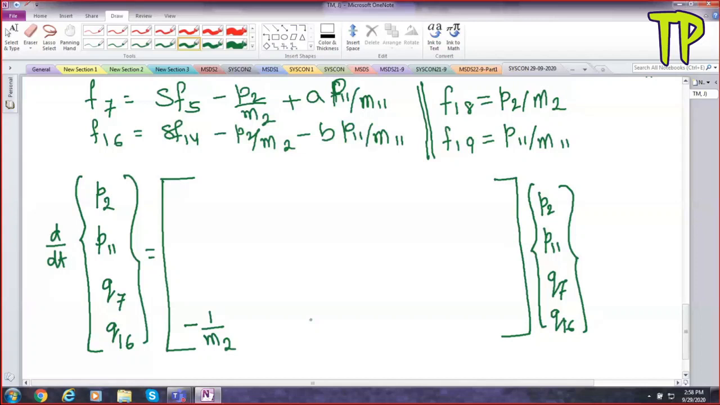M11. Q7 is absent. Q16 is absent. This SF14 I will add in B part afterwards. In Q7, you have again minus 1 by M2. Then you have A times P11 by A. So P11 is there. A by M11, 0, 0. So these two lines were visible. We have put them.